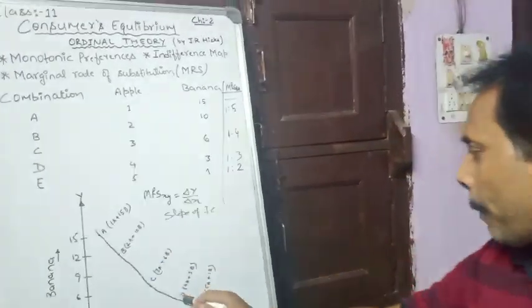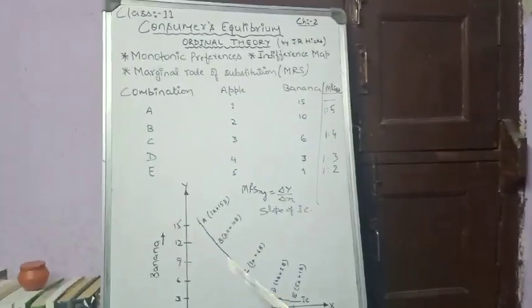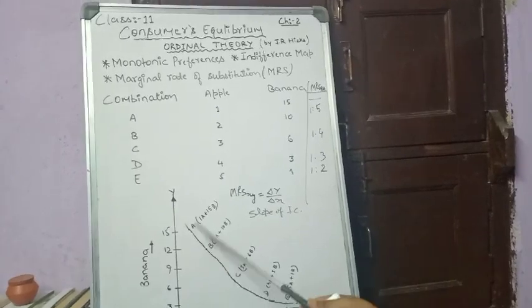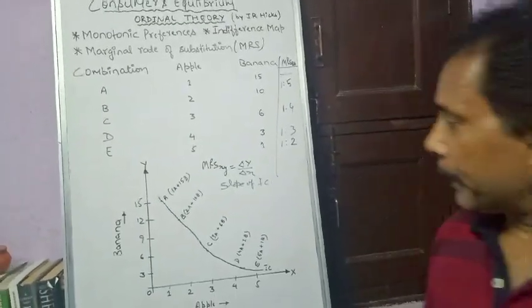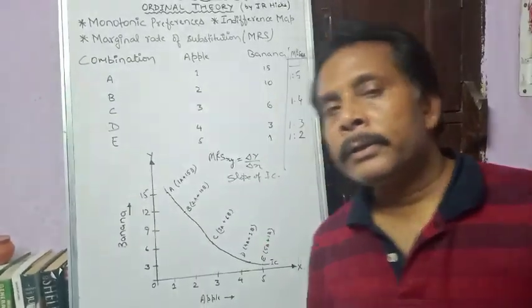Determine the slope of IC, and here the IC curve is downward sloping. Okay, is it clear? Thank you.